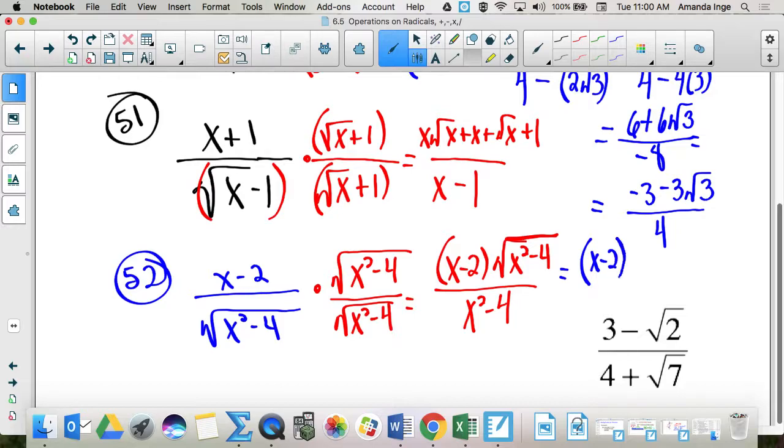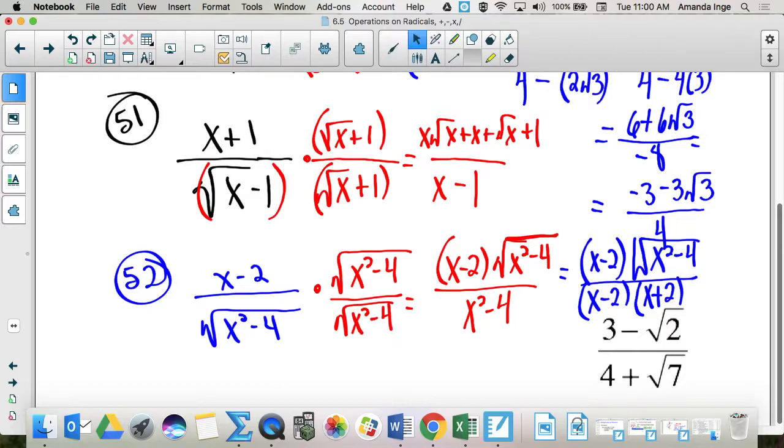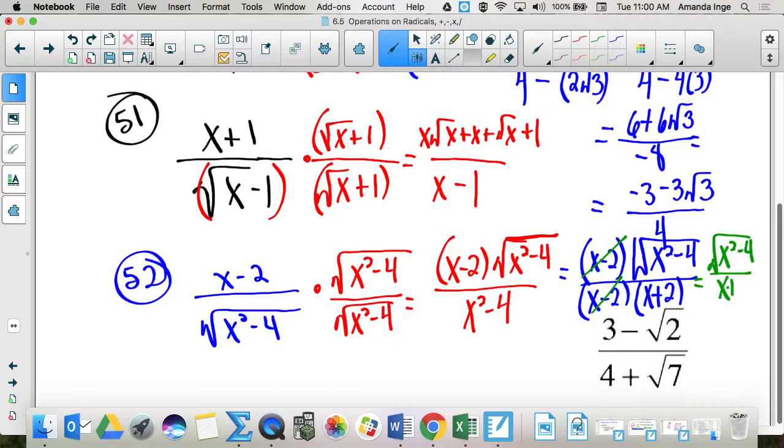Now, I didn't multiply these in the numerator together because what can I do to x squared minus 4? What does it factor to? x minus 2 times x plus 2. So could we cancel x minus 2's? Yes. And we get the square root of x squared minus 4 over x plus 2.